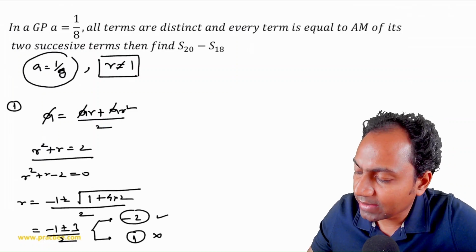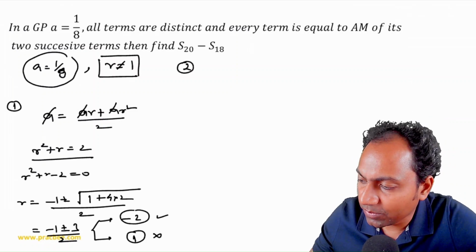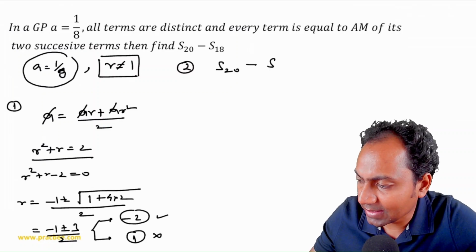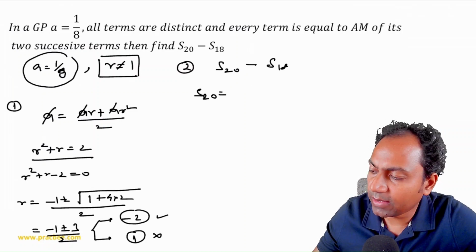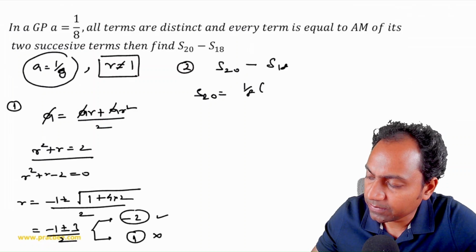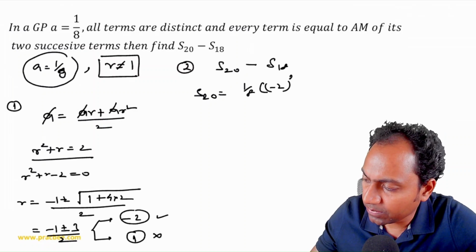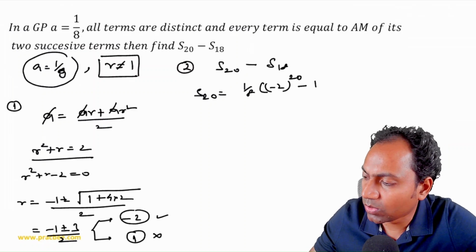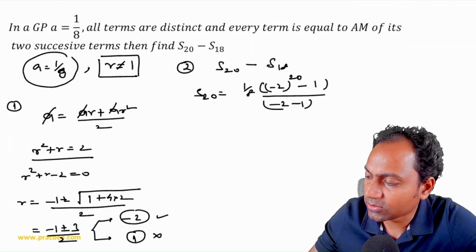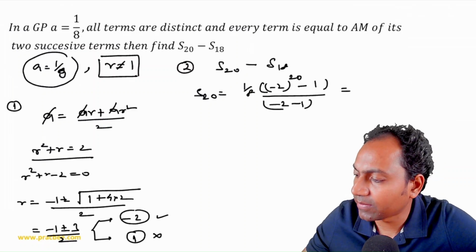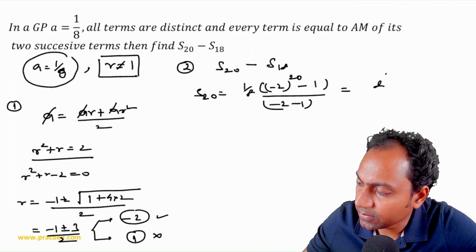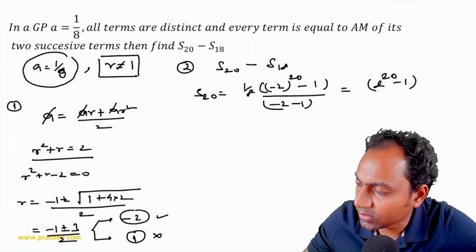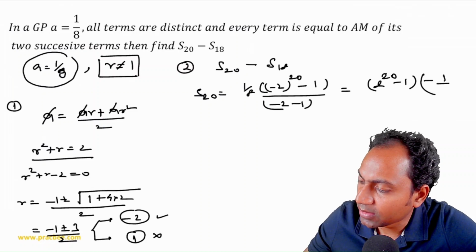So if I take this answer and write my answer in the next part, what they want me to find is the value of S20 minus S18. So let us find this value, substitute and get the answer. If I want to find S20, it is nothing but A into, so A here is nothing but 1 by 8 into minus 2 raised to the power 20 minus 1 by minus 2 minus 1. If I simplify this, let us see what I am getting. What I get is basically 2 raised to the power 20 minus 1 into minus 1 by 3 into 8 is 24.